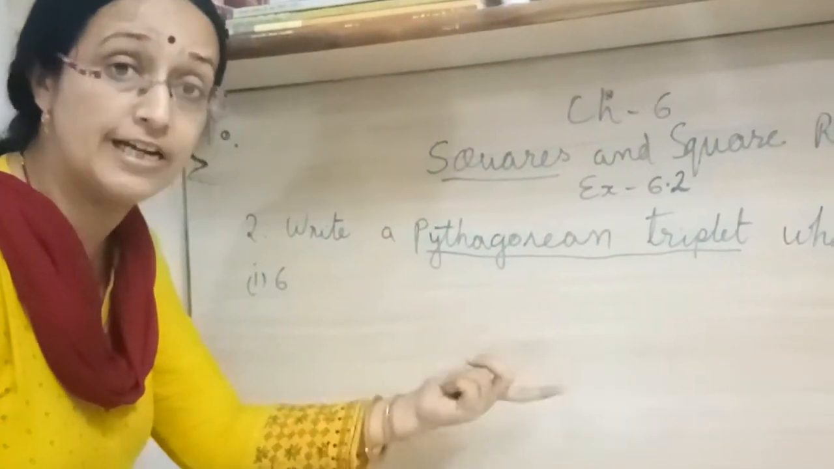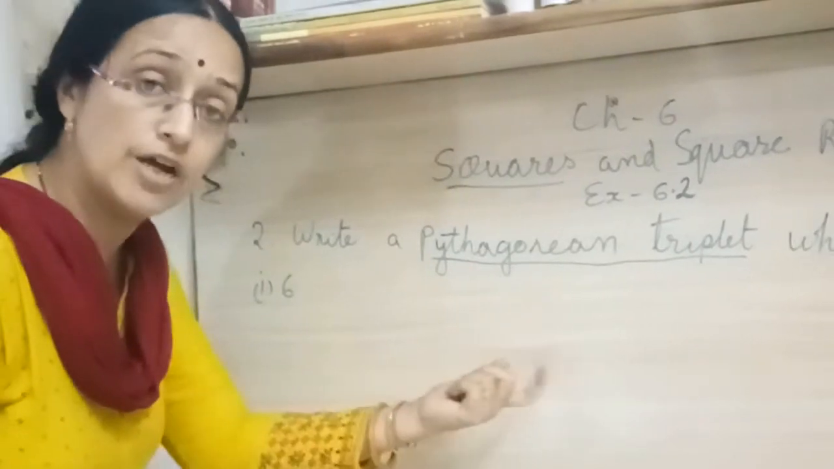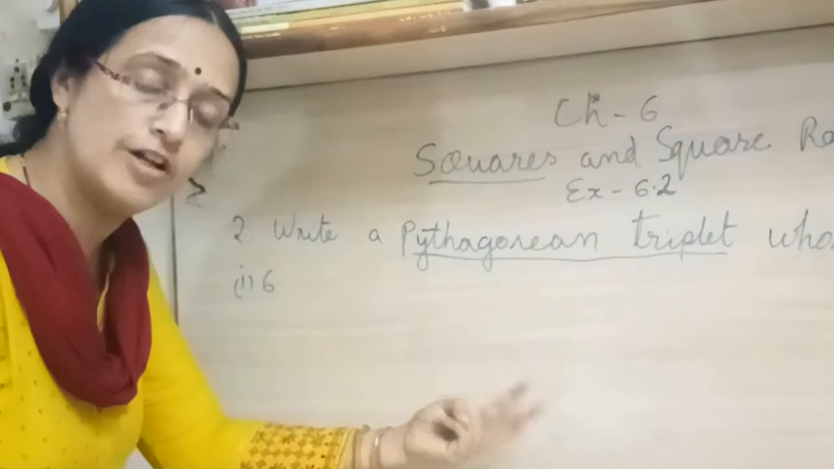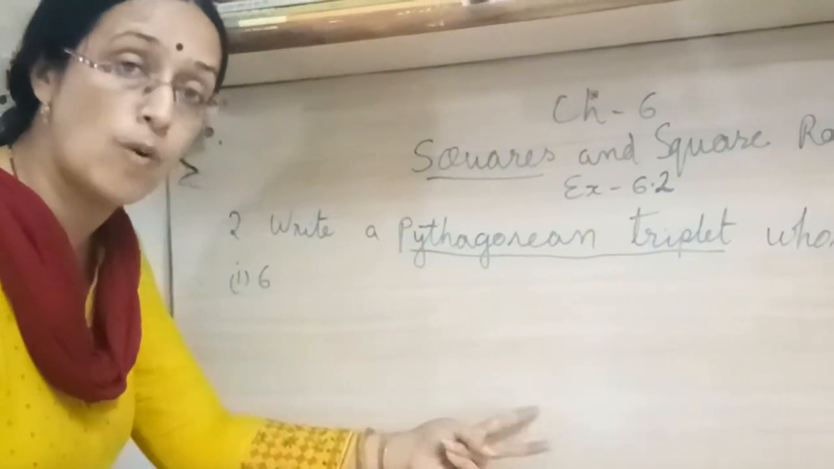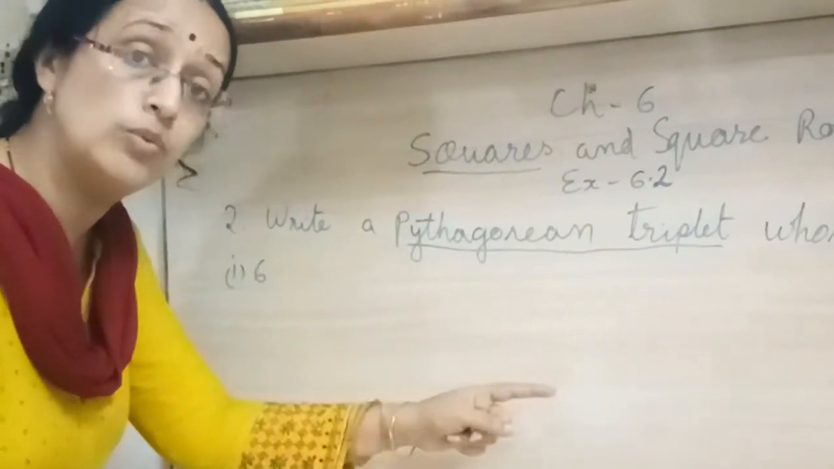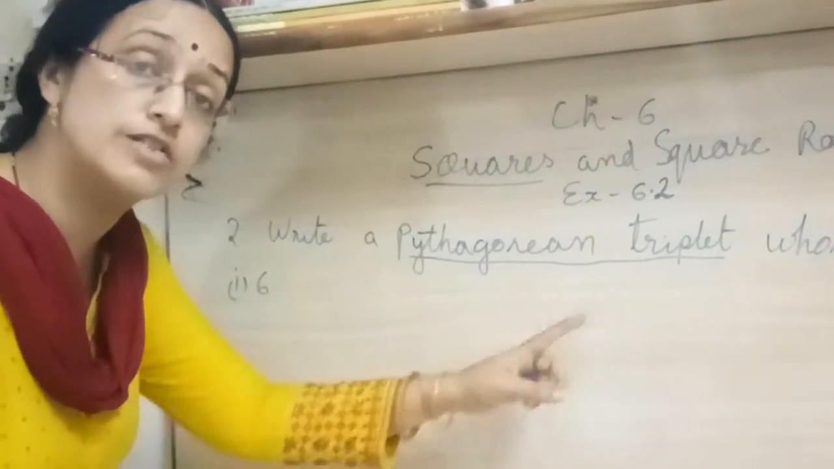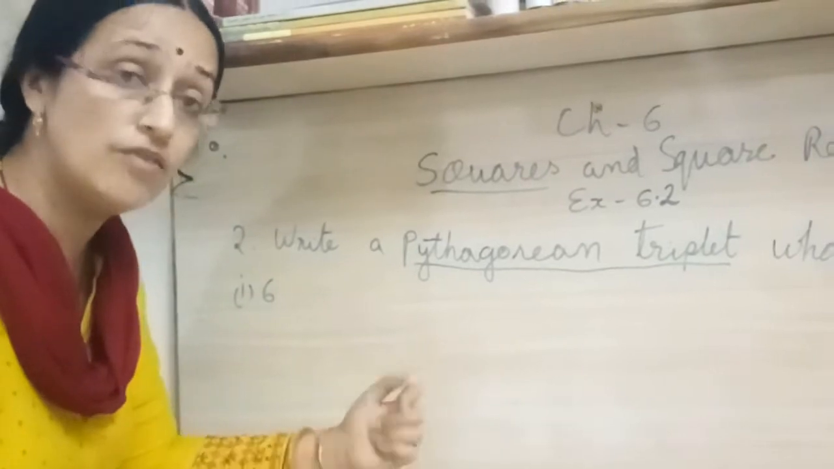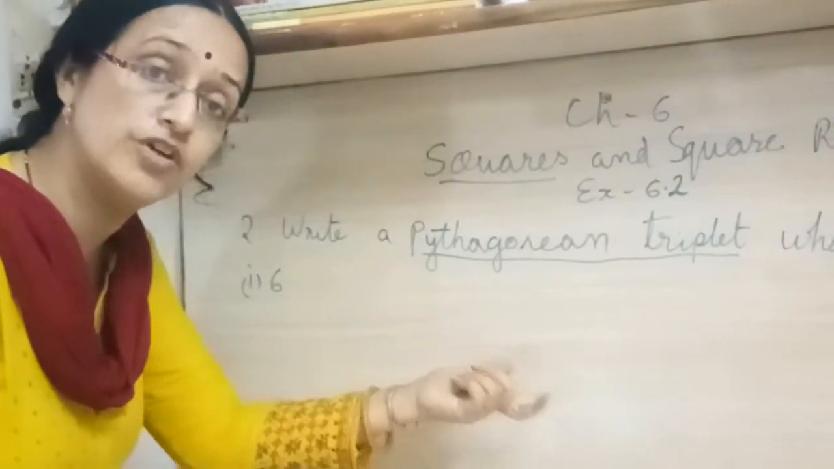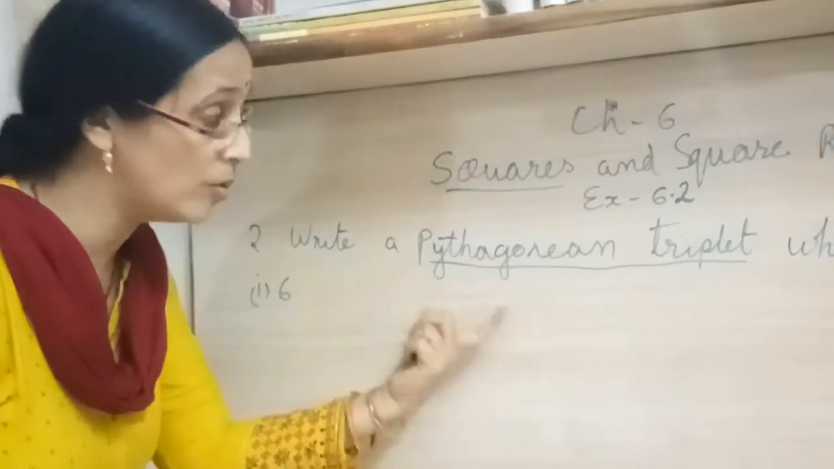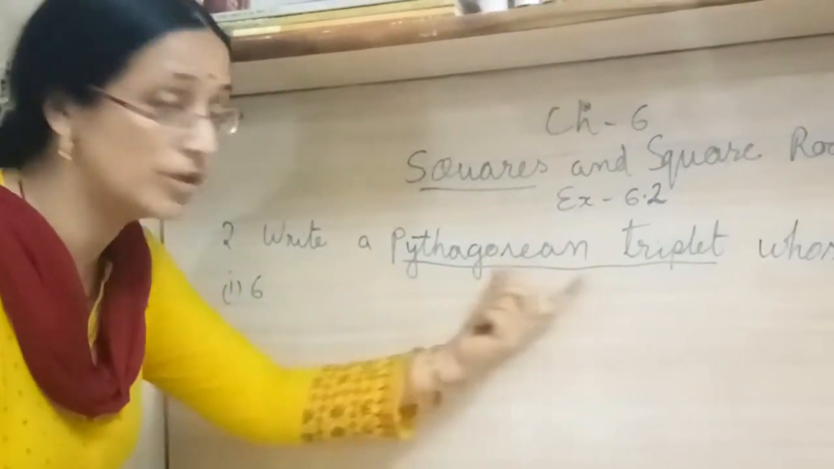If I avoid the sides, अगर हम side को छोड़ दें and we take only the numbers whatever they are, तो there are three sets of numbers जिनमें दो numbers का square और sum is equal to the third, मतलब perpendicular square plus base square is equal to hypotenuse square. But वहाँ हम side के respect में बात करते हैं तो we call it the Pythagoras theorem. But here we are talking about only numbers, so we will call it a Pythagorean triplet.